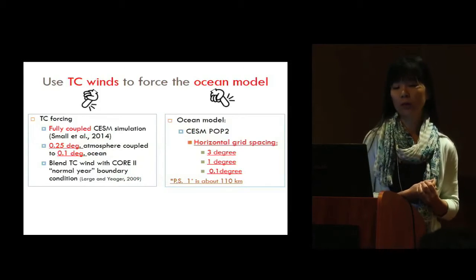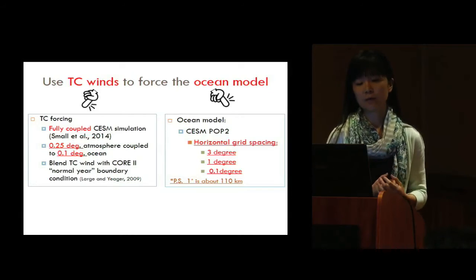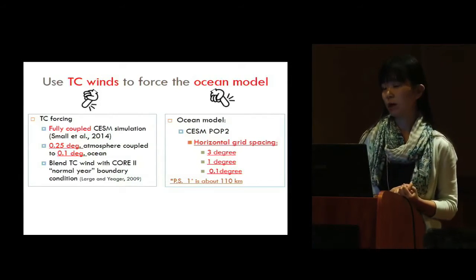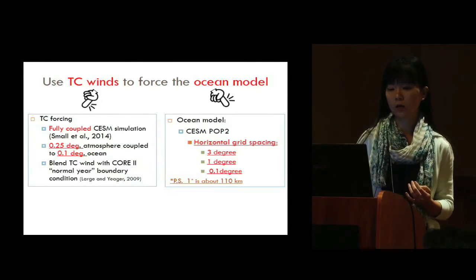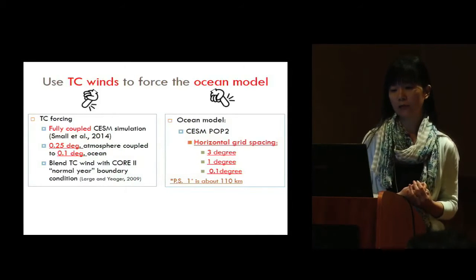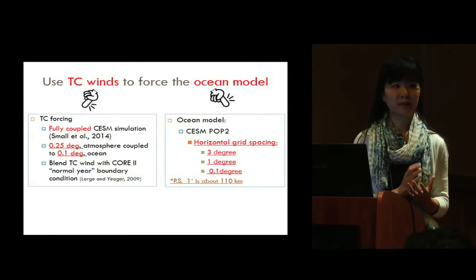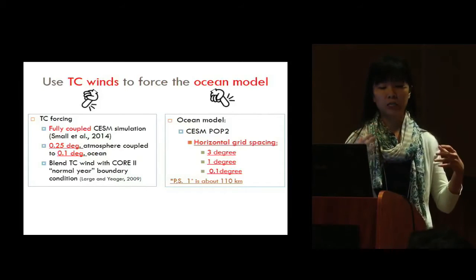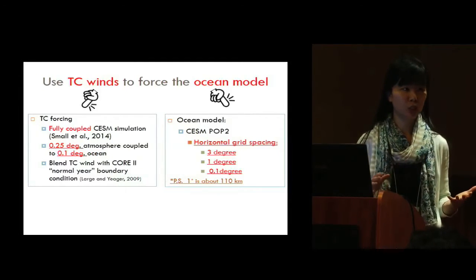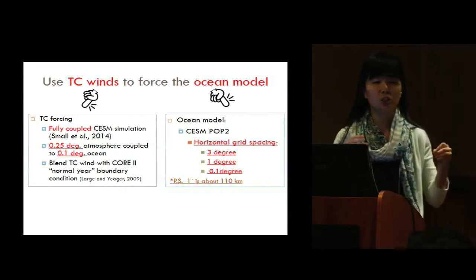For the tropical cyclone winds, we derive the tropical cyclone forcing from a fully coupled CESM simulation that was done by Justin Small et al. in 2014 at the National Center for Atmospheric Research. In this simulation, they used a 25-kilometer grid spacing atmosphere and a 1/10 of a degree ocean, which is very high resolution. They found that at this high resolution, you could actually simulate tropical cyclones spontaneously within the model, meaning that you don't need to add in any disturbances or any special treatments. Tropical cyclones just sprout out in the model.